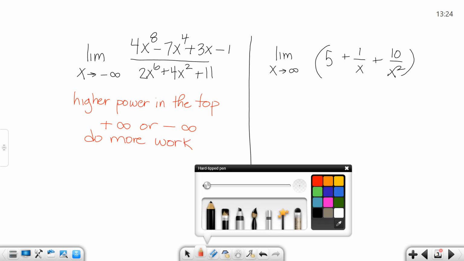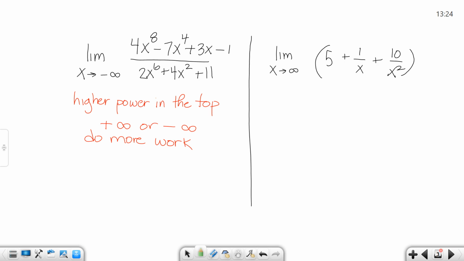Okay, I have a little bit more room on this one, which is a great thing. It's easier to explain. So do more work means take your bigger terms. So my biggest term on the top is this one, and my biggest term on the bottom is this one. So I only want to analyze what happens at those terms. So 4x to the 8th over 2x to the 6th looks like this, and I can simplify it down. That would give me a 2x squared.